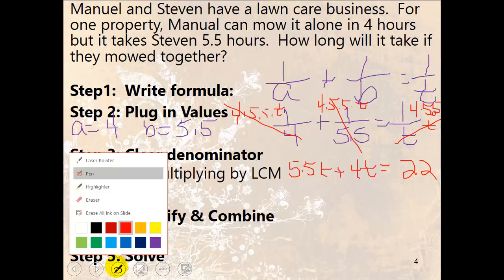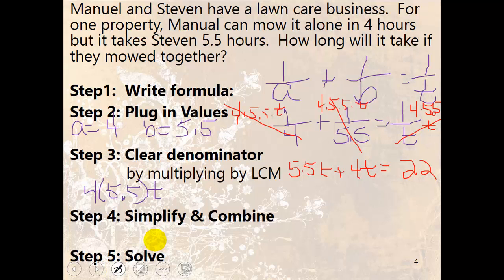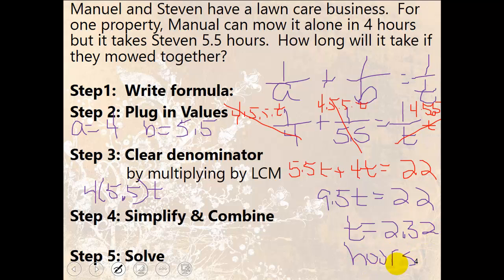And now I'm going to solve. So I get 9.5T is equal to 22. T is equal to 2.32 hours. They can mow it in 2.32 hours if they do it together. All right.